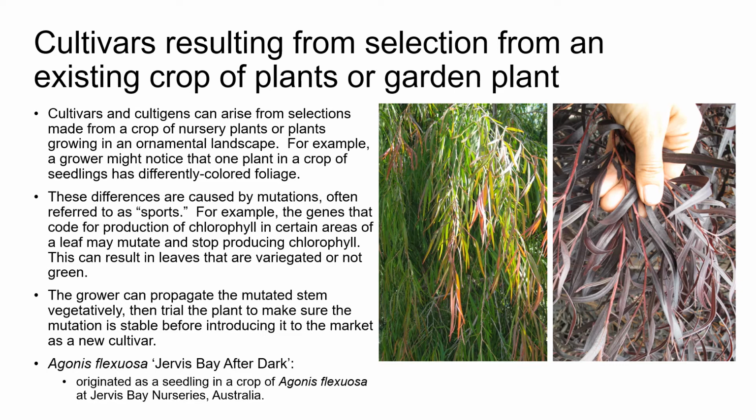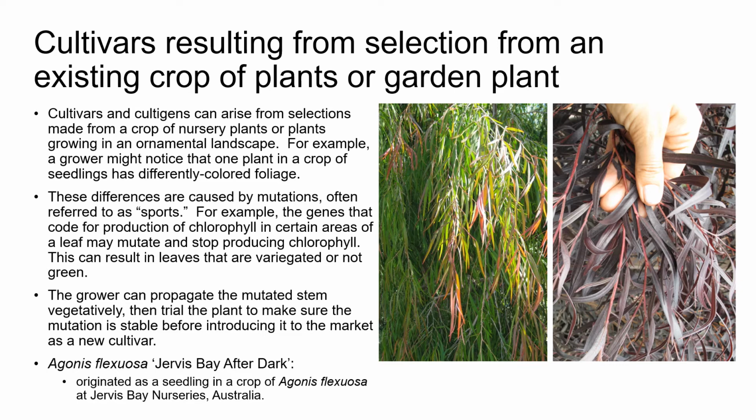Agonis flexuosa, the straight species, which is pictured on the near right, is a small evergreen tree with a graceful, slightly weeping growth habit. It's native to Australia and has medium green, linear leaves that smell of peppermint when they're bruised. A crop of seedlings of this tree was being grown at Jervis Bay nurseries in Australia, and it was noticed that one of the seedlings had burgundy foliage.